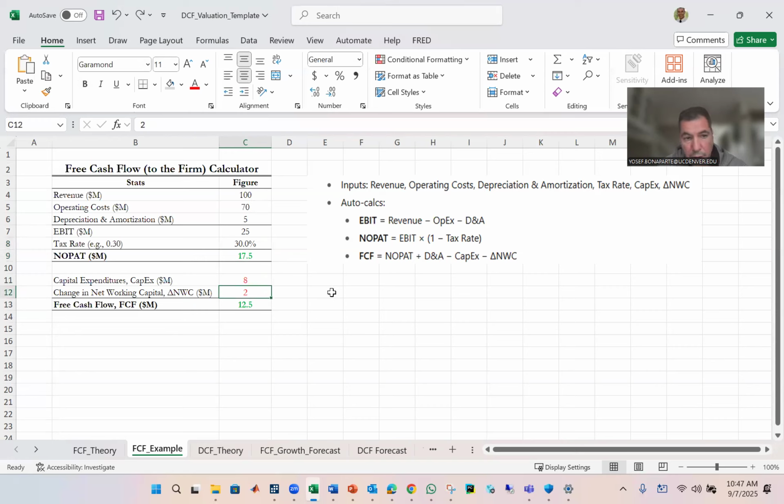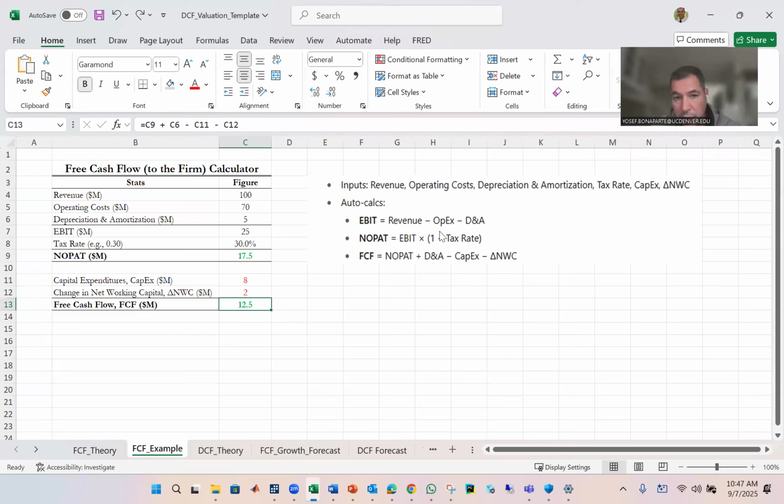It assumes the change in working capital is 2. Then the free cash flow is 12.5. And that's exactly the formula we just talked about.